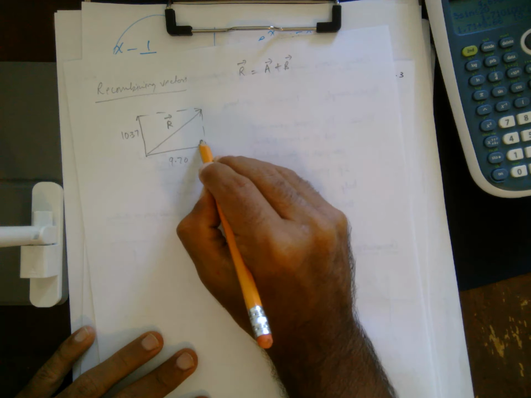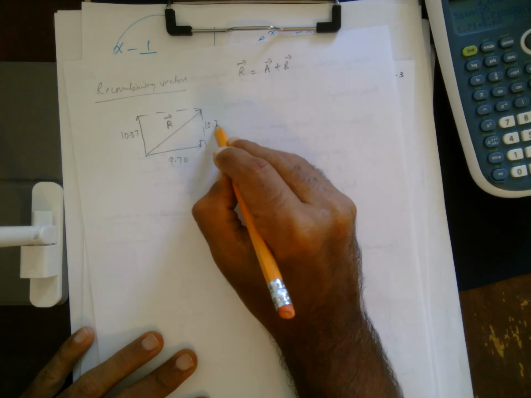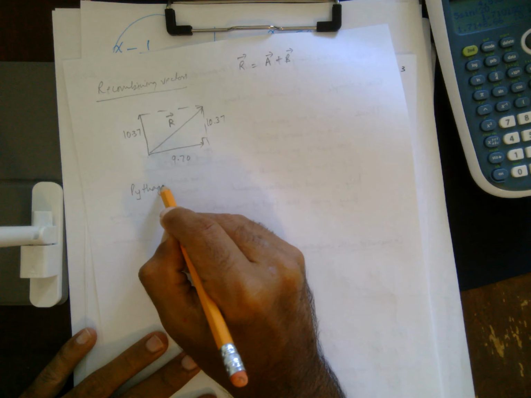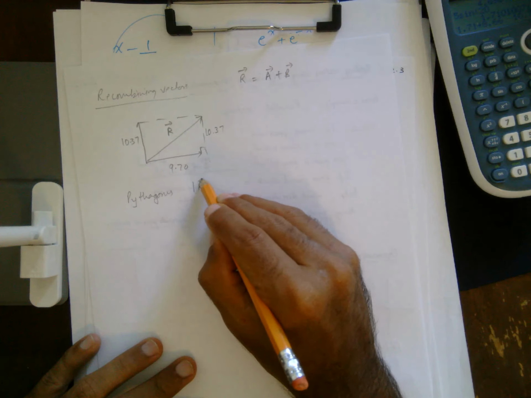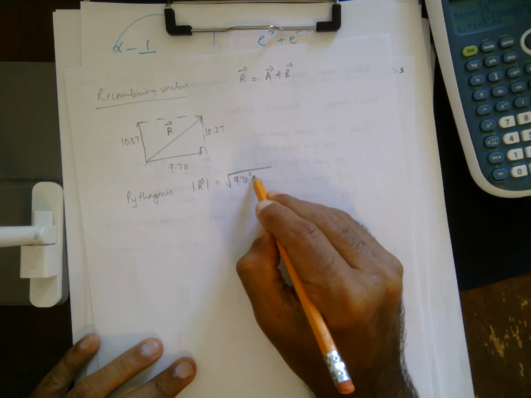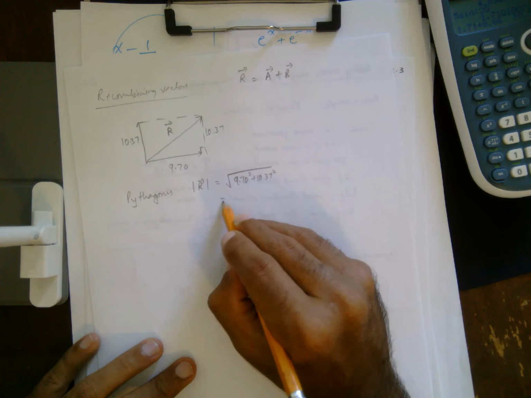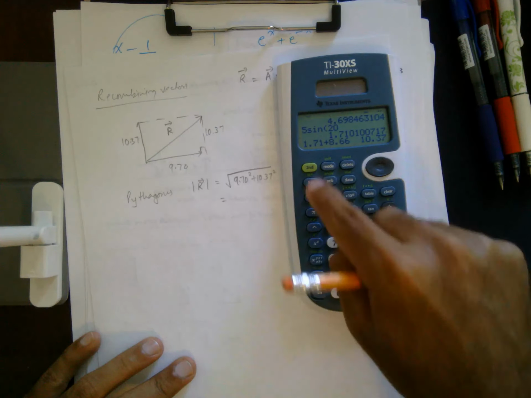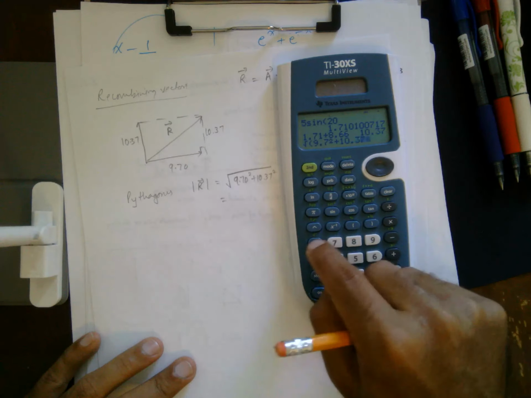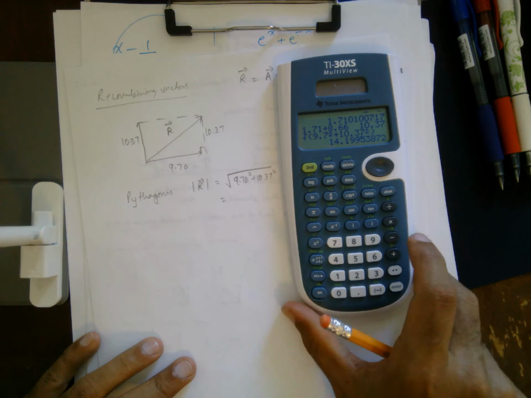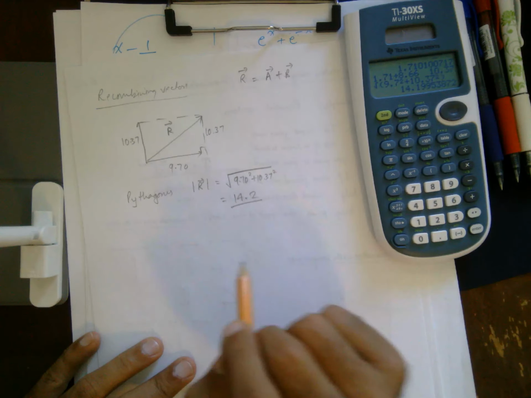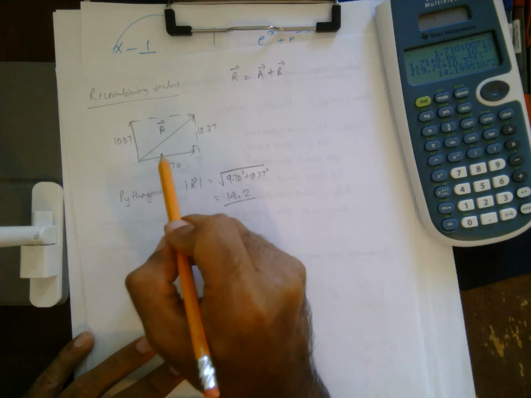Now, if this is 10.37, this is also 10.37, and this is a right triangle. So by Pythagoras theorem, the magnitude or the length of this arrow is going to be the square root of 9.70 squared plus 10.37 squared. What does that give me? Square root of 9.7 squared plus 10.37 squared is 14.2. So that's the length.